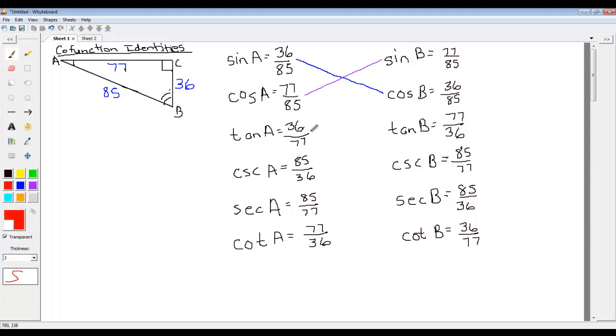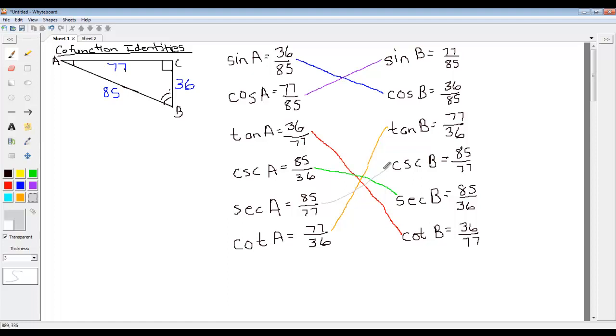You might notice that the tangent of A is the same value as cotangent of B. You might notice that the cotangent of A is the same value as tangent of B. You might also notice cosecant and secant have similarity there. Cosecant of A has the same value as secant of B. And the secant of A has the same value as cosecant of B.